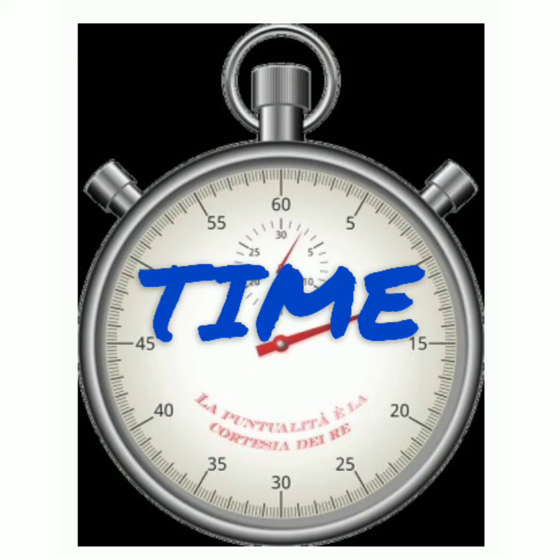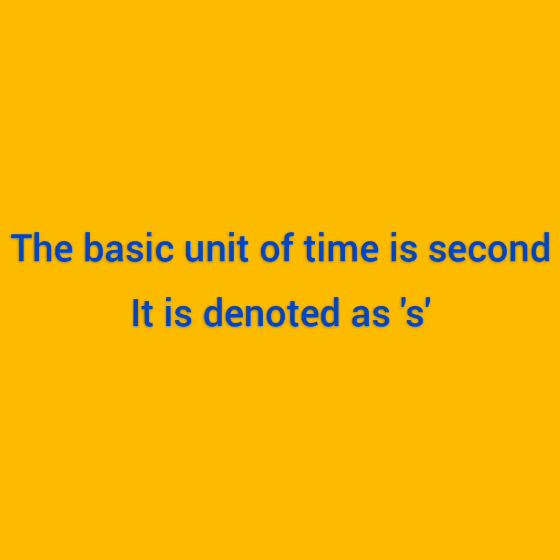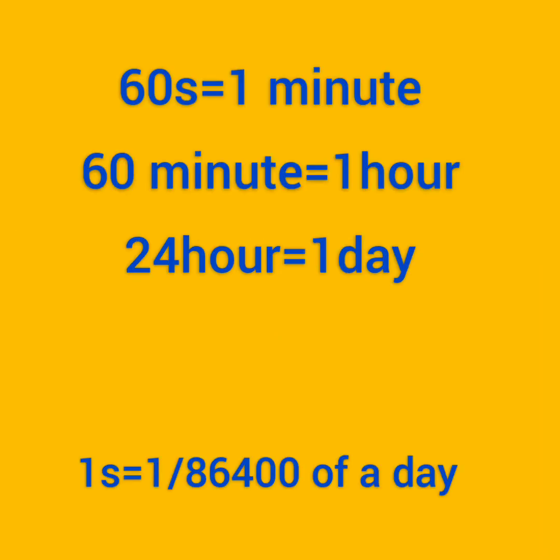Now let's see the measurement of time. The basic unit of time is second, and it's denoted as small s. We know that 60 seconds combine to form 1 minute and 60 minutes combine to form 1 hour, and 1 day consists of 24 hours. So 1 second is 1 by 86,400 part of an average solar day.